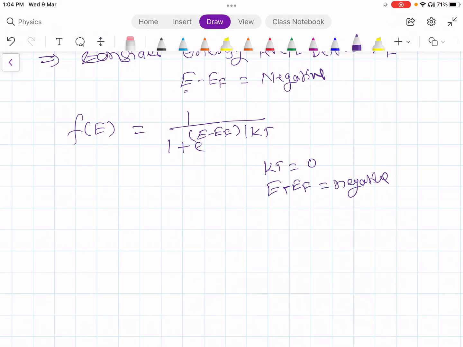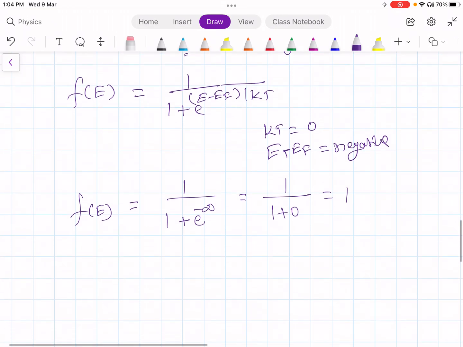And therefore f of E equals 1 upon 1 plus e raised to minus infinity. And e raised to minus infinity is 0. So 1 upon 1 plus 0 is equal to 1. So the probability function we got is 1. F of E is equal to 1.